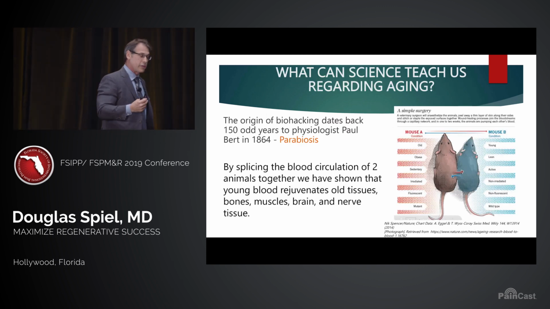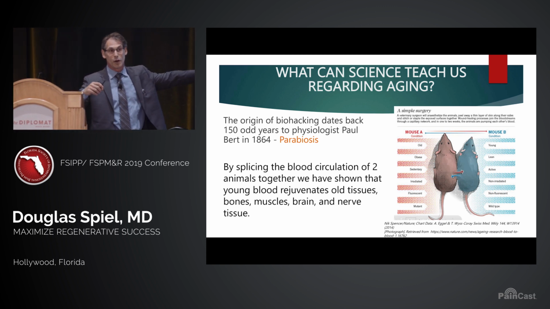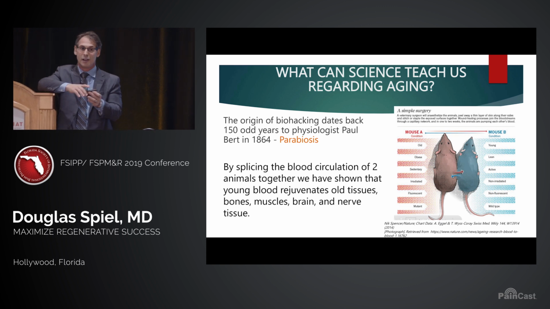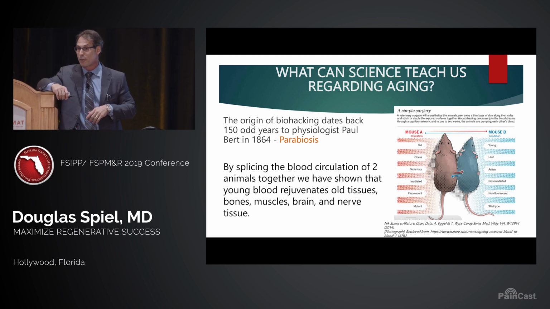So what do we learn from science? This is not an odd picture for many of you. You've seen it before. It's called parabiosis or heterochronic coupling. You take an old rat, you take a young rat, you shave them down, you suture them together, and you let them run around. And then for their troubles in a couple of months, you euthanize them both.